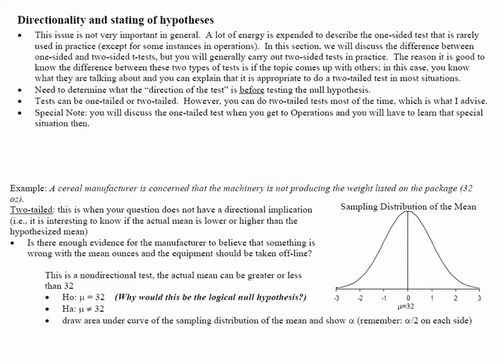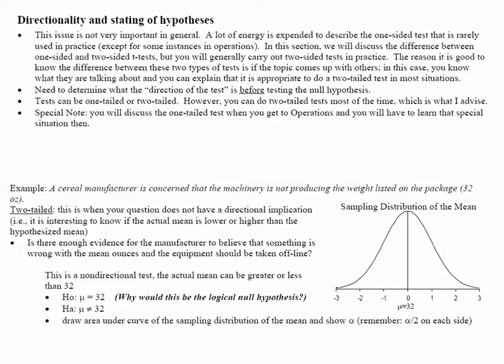The first example is a cereal manufacturer who is concerned that machinery is not producing the weight listed on the package. So this is a bidirectional or two-directional test. I don't really care if it's more or less. I just want to know if it's different than what is stated on the package. So we use a two-tailed test in this case when the question does not have a directional implication. It is interesting to know if the actual mean is lower or higher than the hypothesized mean, but that's not the purpose of the test. We want to know, is it different than the hypothesized mean?